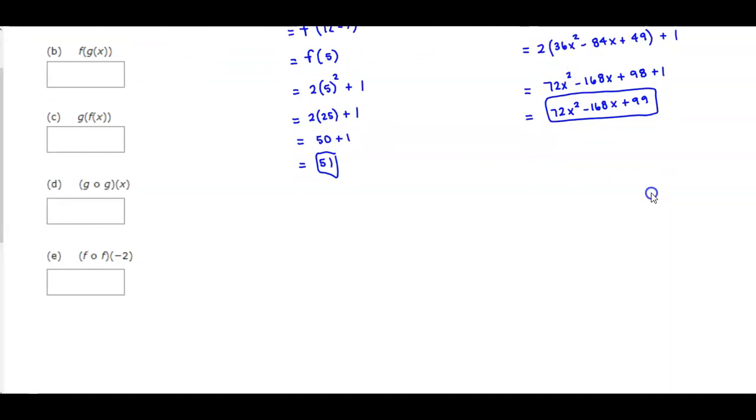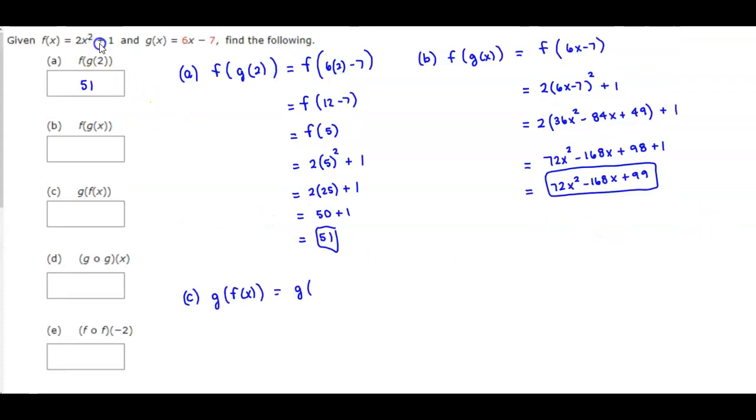Okay, now let's take a look at C. Say we want to find g of f of x. So now f of x becomes the input. So we're going to plug in f of x to be the input. So we're going to replace f of x with 2x squared plus 1. So this becomes g of 2x squared plus 1.